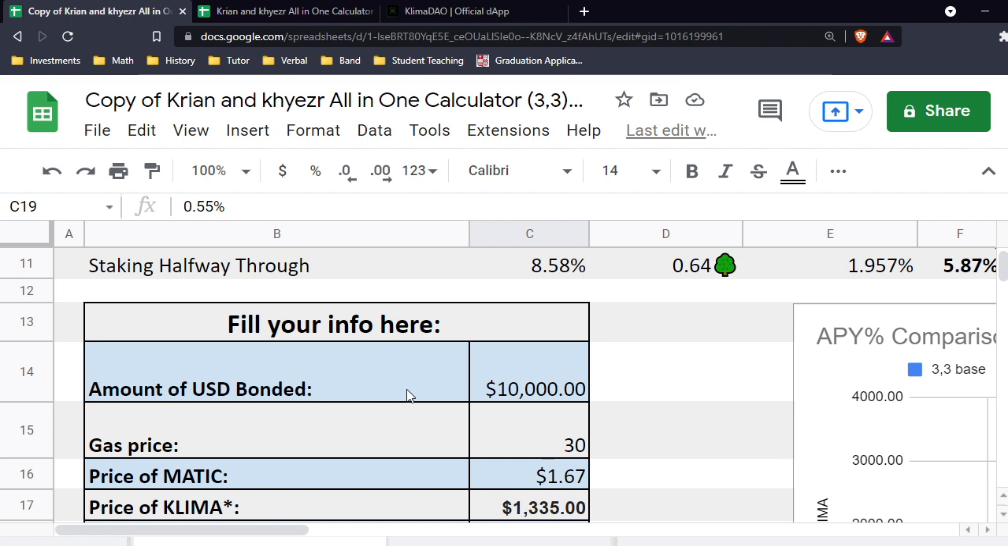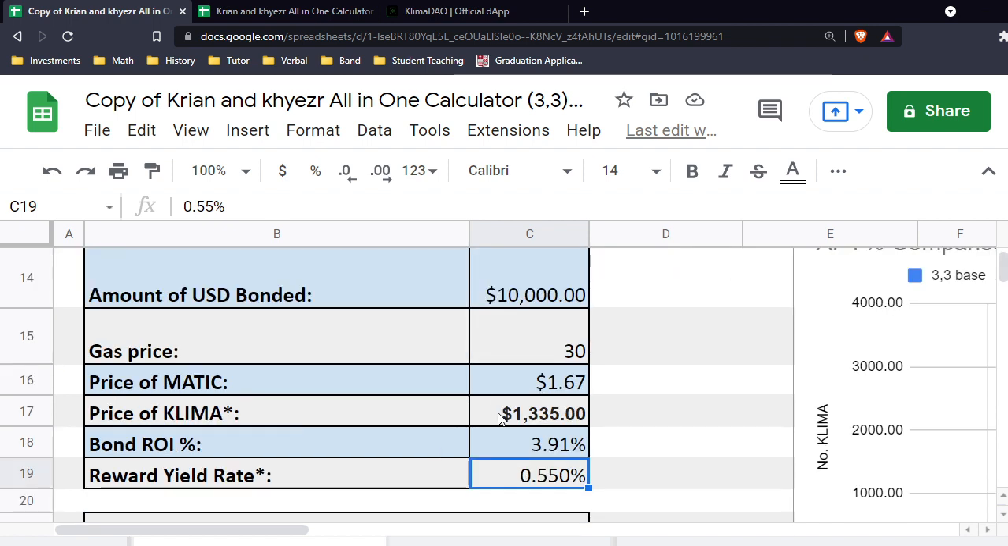Whatever amount you're bonding, I'm just going to put in 10K, small change, lunch money for big high rollers like myself, LOL. Gas price, you can leave at 30. Price of Matic 1.67 is fine. Whatever the current price is, that's what it is for me right now. Price of Klima, put in as applicable. You can look that up. I will leave a link to basically a price chart that's reliable for Klima in the description of this video.